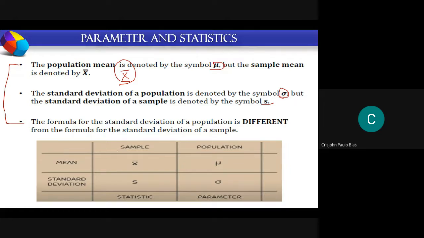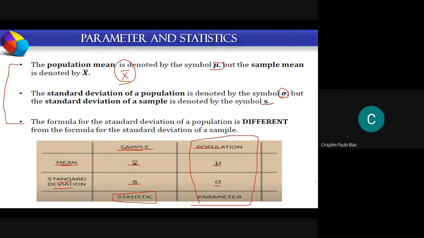So, for example, we have the sample mean. It is denoted by X bar, while the sample standard deviation is denoted by small letter s. When we are solving anything from a sample, we are talking about statistics. Next, the population mean is denoted by the Greek letter mu, while the population standard deviation is denoted by sigma. When we are solving anything about a population, that is a parameter.